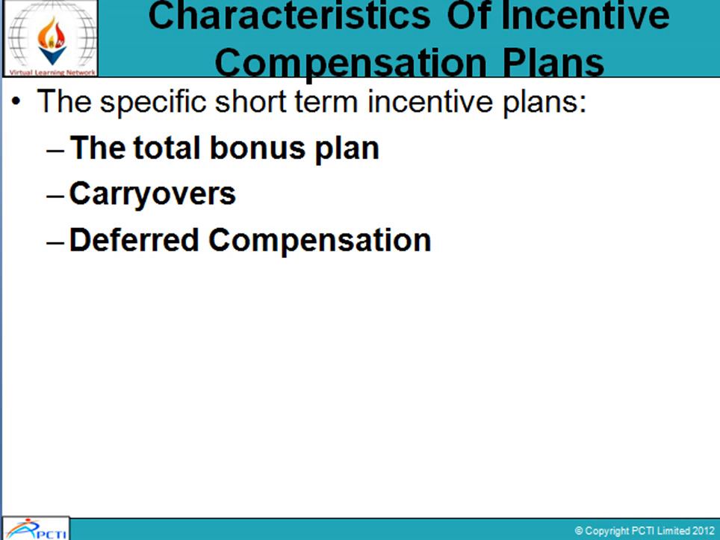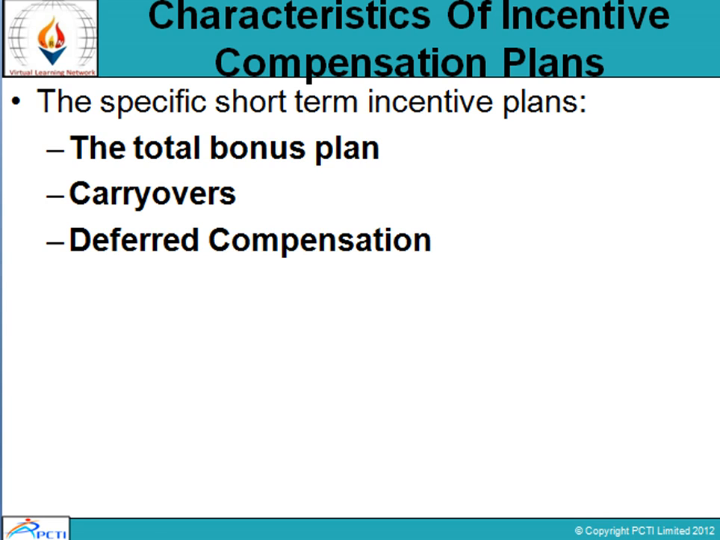एक होता है carry overs when we say. So under this bonus pool method, what happens? Total bonus is arrived on the basis of a predefined formula which is available for distribution in that particular year.